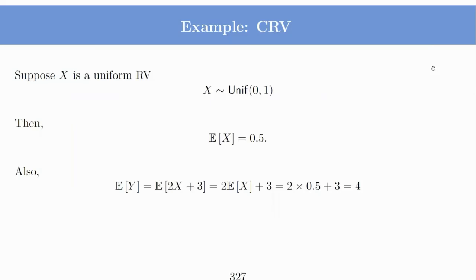So what will be the expectation of Y? That is a little bit easier to compute. Even when we do not know the CDF of Y, we can use the fact that expectation is a linear operation. So expectation of Y would be equal to expectation of 2X plus 3, which is 2 times expectation of X plus 3, which gives 4 because expectation of X is half.